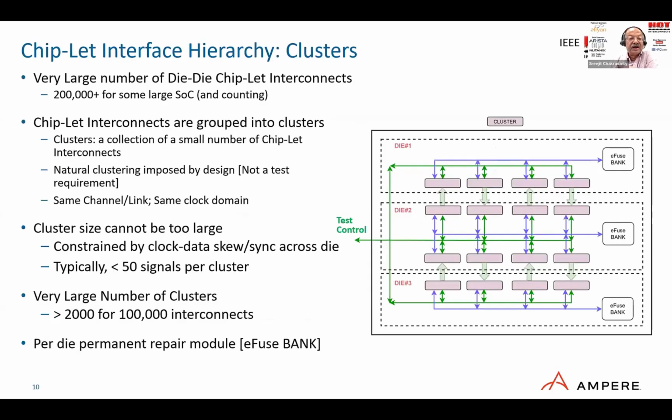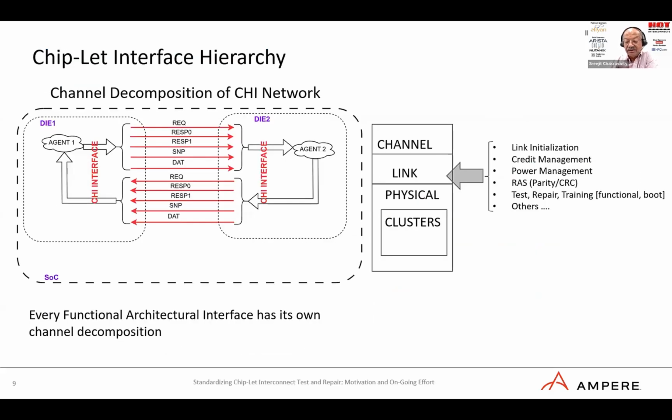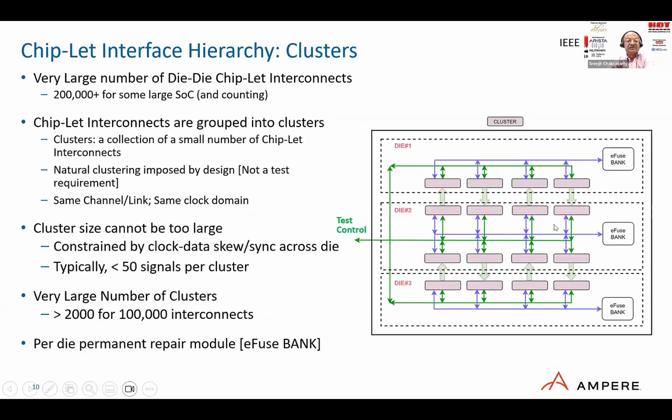Now, let's understand what we mean by clusters in the physical level. If you look further down at die-to-die chiplet interconnects, there are a very large number of them. I put in a number, 200,000. I've worked with devices in that range, but you can imagine that as we integrate more and more dies together, especially in these monstrous designs, this is increasing. So this is really large. Now, what are clusters?